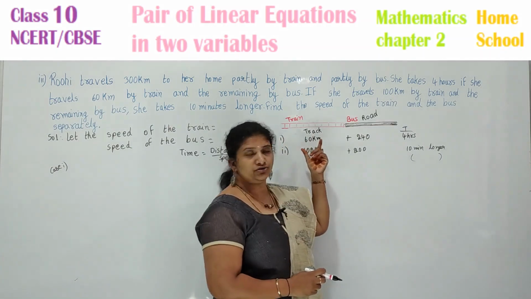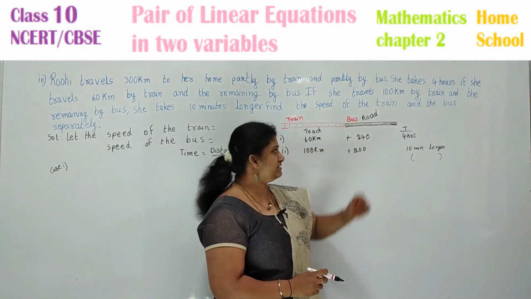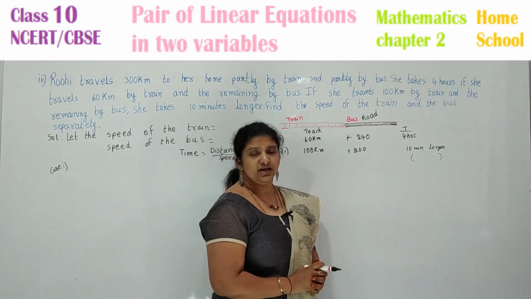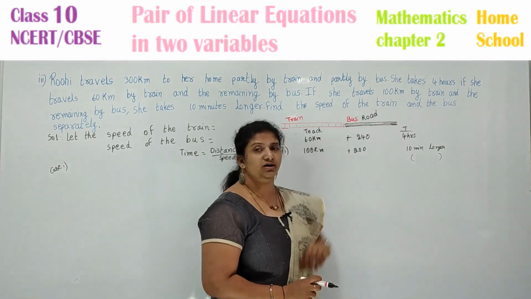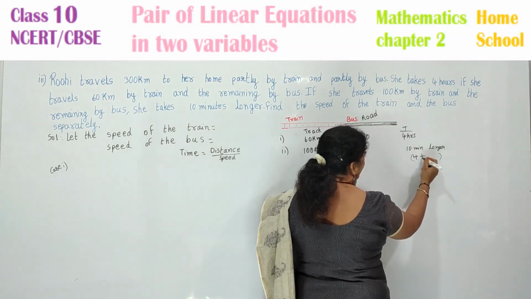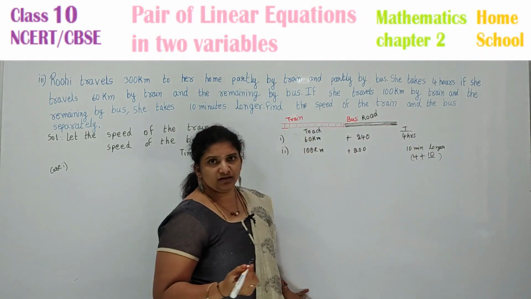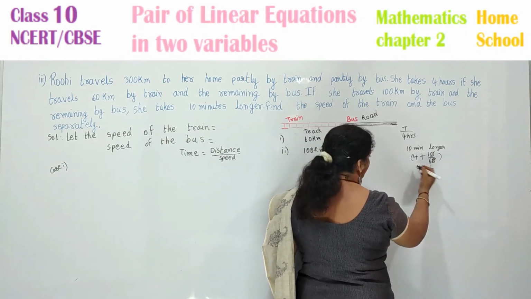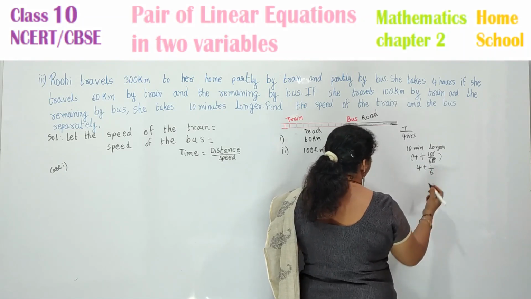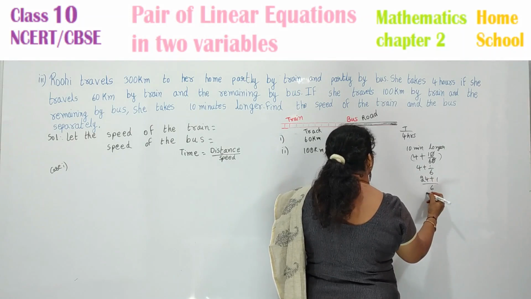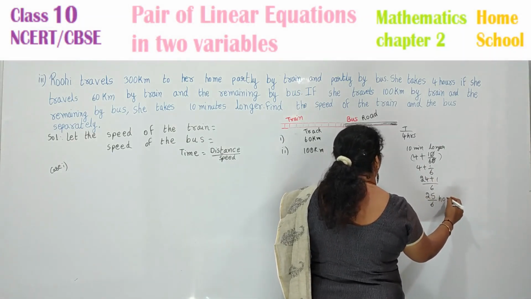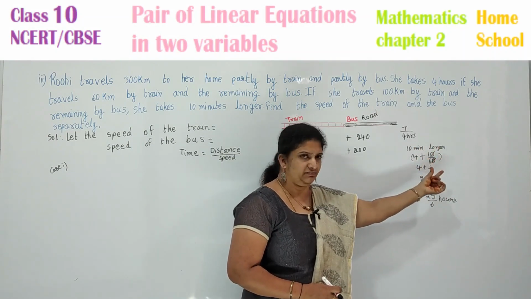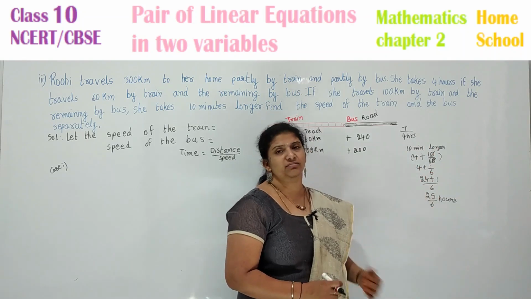Suppose if she would have gone 60 kilometers by train and 240 kilometers by bus, she would have reached in 4 hours. Now, 100 kilometers by train and 200 kilometers by bus, she takes 10 minutes longer. 10 minutes longer means 4 hours plus 10 minutes. Convert here. 10 minutes, how will you convert? 10 by 60 hours, right? 4 plus 1 by 6. Do the LCM here, children: 24 plus 1 by 6, that will be 25 by 6 hours. 4 hours 10 minutes extra means 4 plus 10 by 60, that is 4 plus 1 by 6. Do LCM, you are going to get 25 by 6 hours.